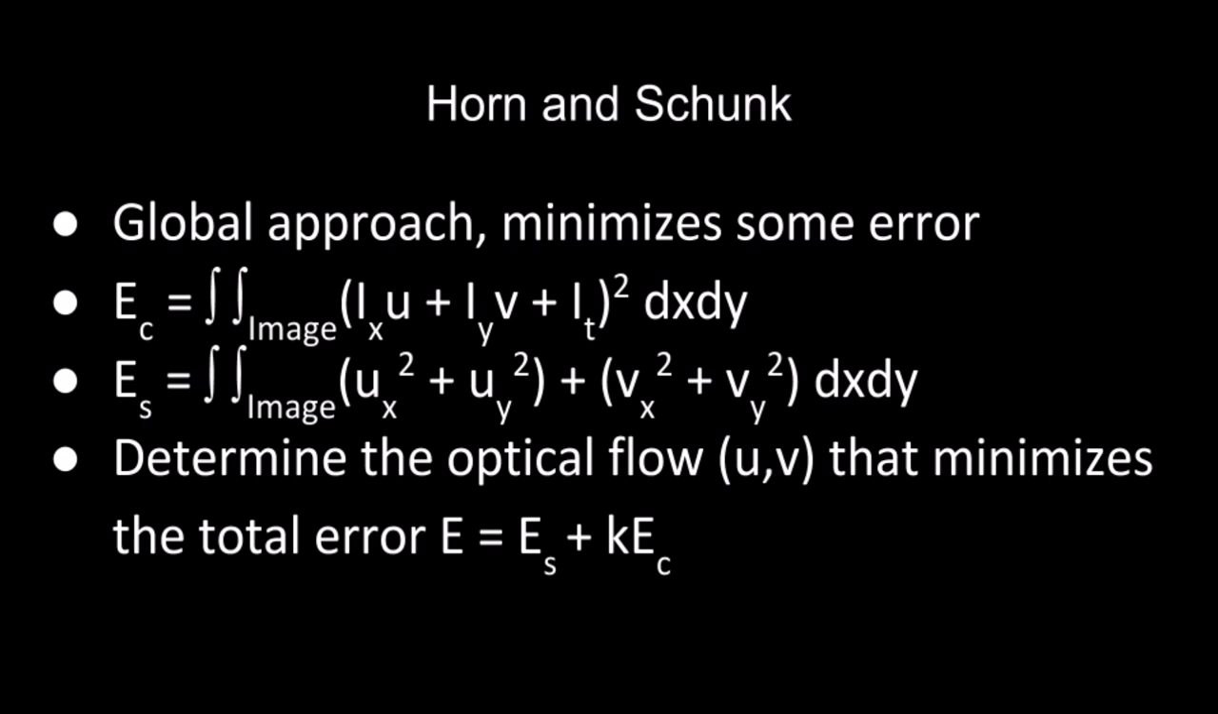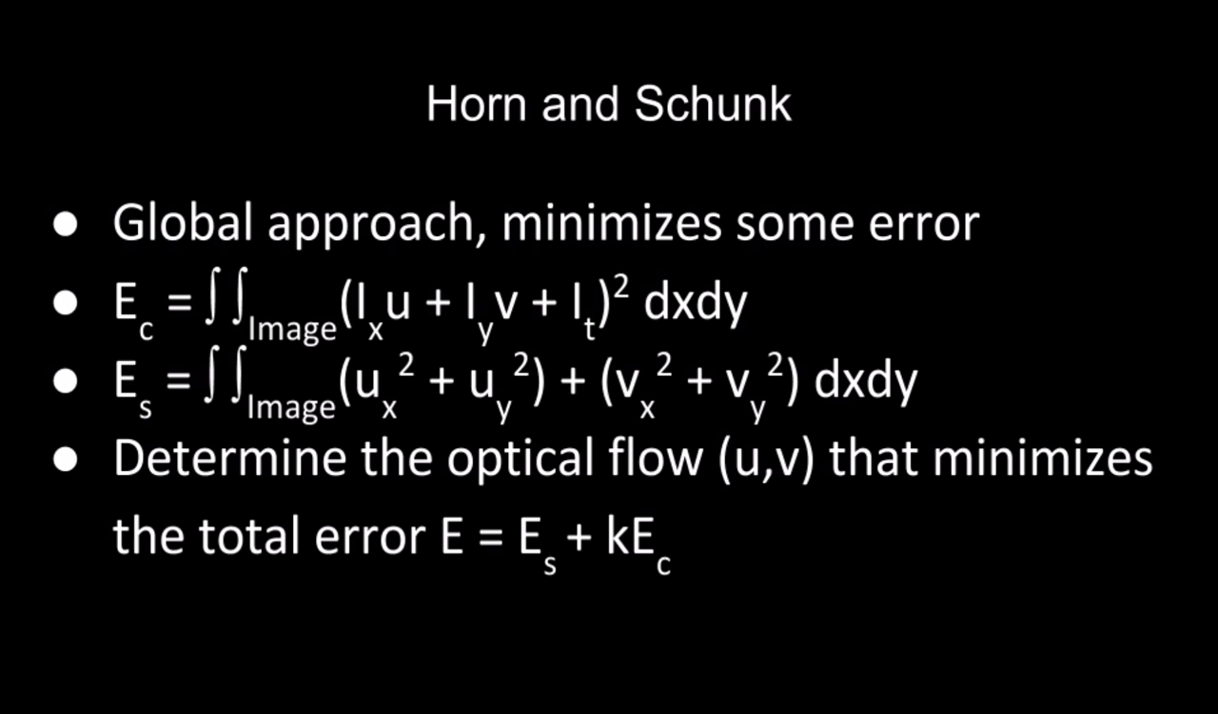The Horn and Schunck method is a global approach to determining optical flow. This method is about minimizing some error. The total error consists of two parts. The first one is related to the brightness constancy constraint equation, where it is squared and summed up over the whole image. The second part of the total error is related to the change of optical flow in x and y direction. This is called the smoothness error.